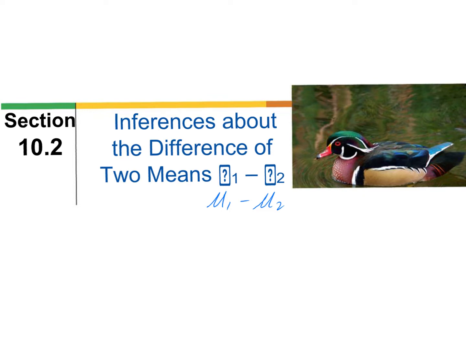Two problems when sigma is known, or both sigmas are known, and you need to know that sigma is the population standard deviation. And then we're going to have two problems to do when sigma is not given, which means you're going to have to use S, which is the sample standard deviation. We're going to do hypothesis tests for both and find a confidence interval for both.